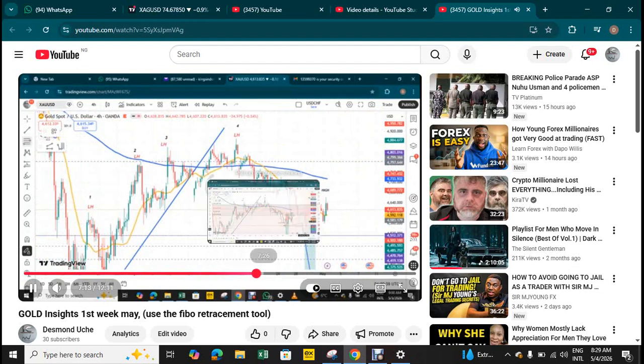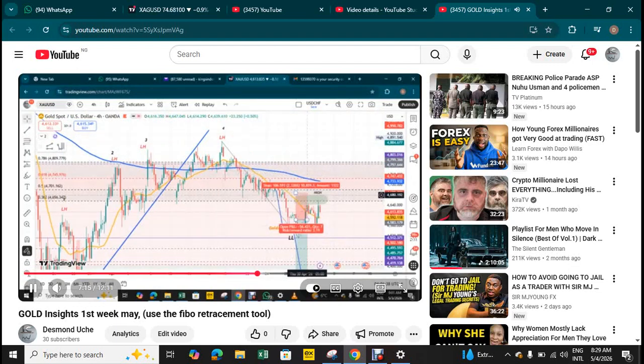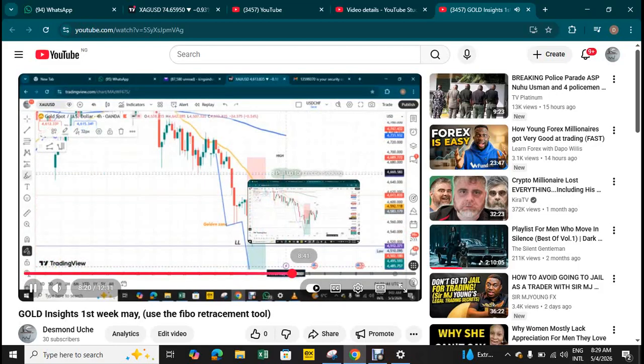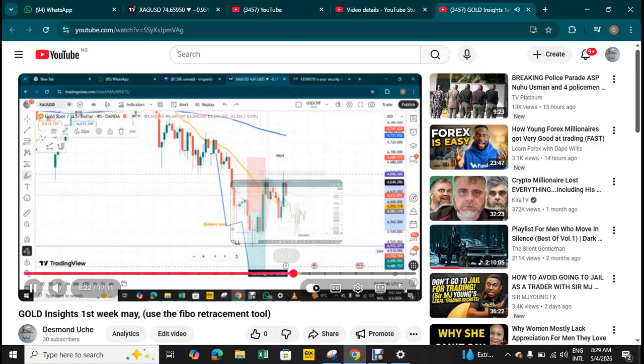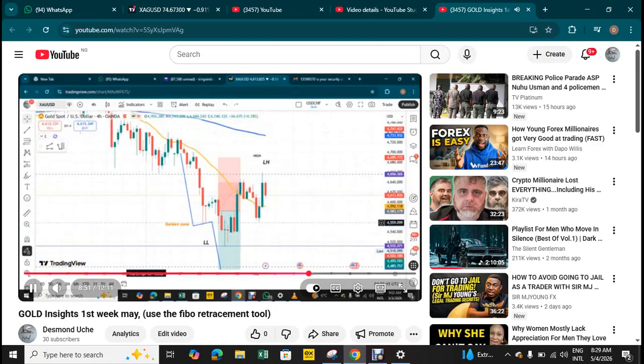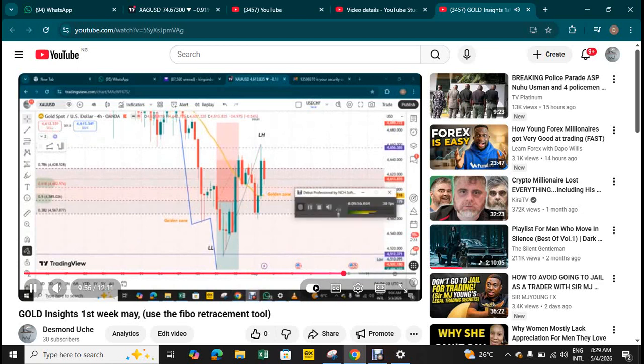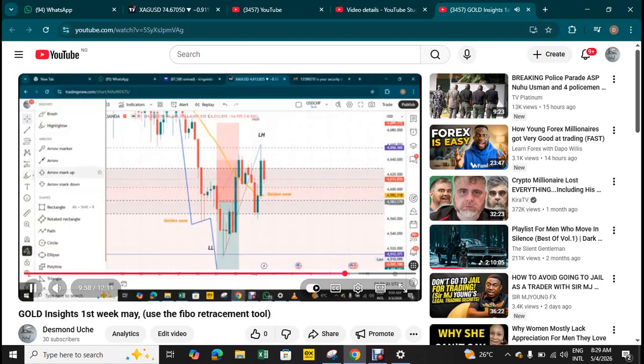That's the high I was talking about on gold. What happened next was we wanted to see price make a lower high and a lower low, which you can see I indicated there. I drew the Fibonacci retracement tool from the low to the high because it's a downtrend market. That's the golden zone. I wanted to see price coming to the golden zone, and that's what happened today on gold.